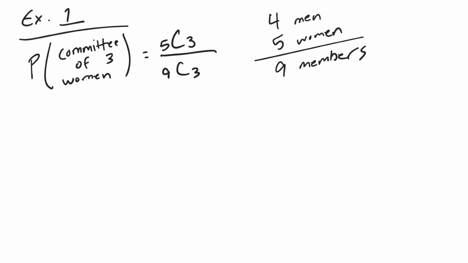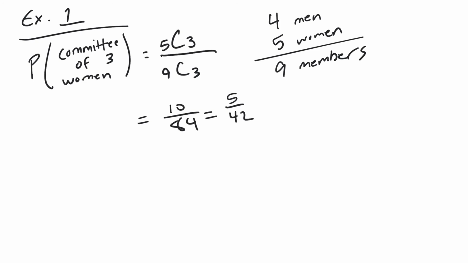Okay, so the top of that's going to be all the combinations that are just women, 5 choose 3. The bottom's going to be all the combinations selecting from all 9 members, which would be 9 choose 3. So 5 choose 3 would be 10. 9 choose 3 would be 84. That reduces to 5 over 42.